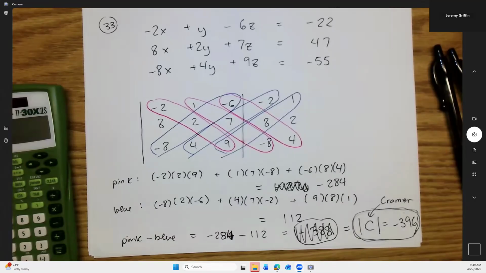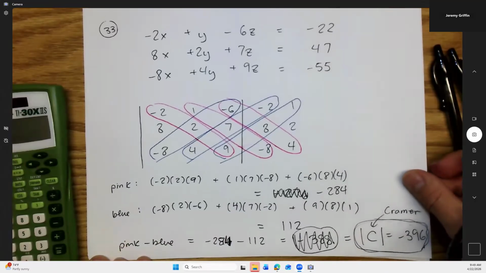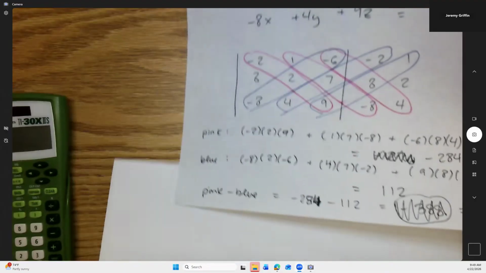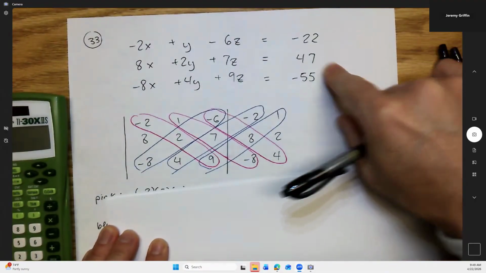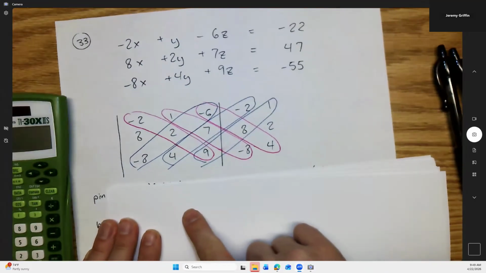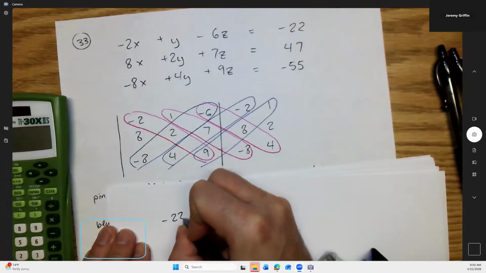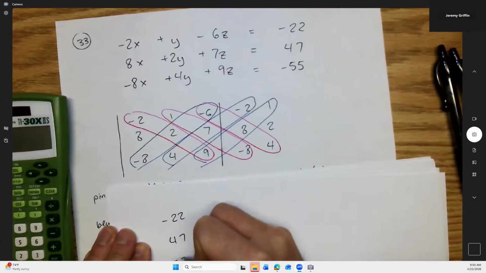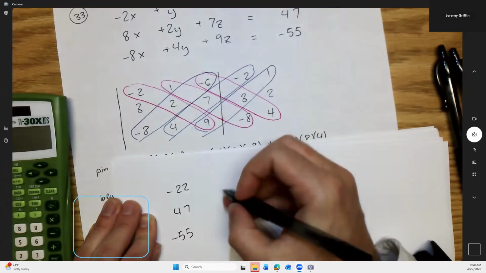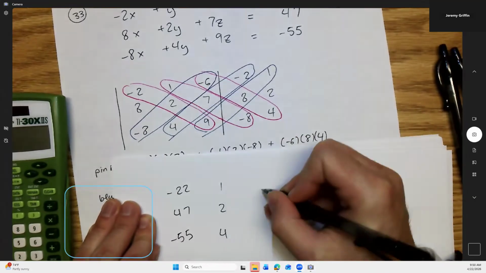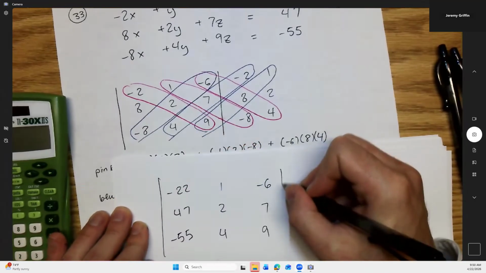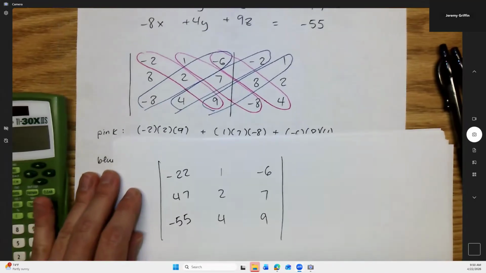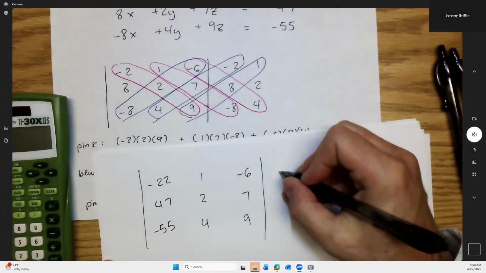All right, now you got that. I'm going to make a new matrix. I'm going to take each of these numbers on the right side of the equals, and first I'll substitute them for the x values in the first column. So negative 22, 47, negative 55. Now I still have 1, 2, 4 in the middle column and negative 6, 7, 9 in the last column. And then I need that determinant. So do the same process that I did before.